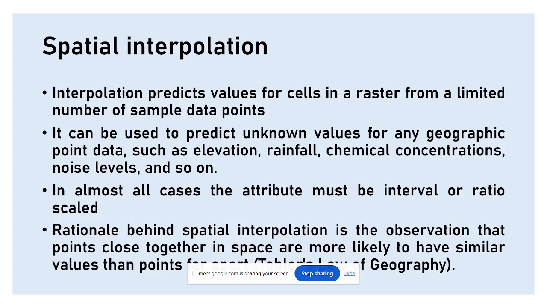Interpolation will predict the values for cells in a raster from a limited number of sample data points. So it can be used to predict unknown values, the unsampled sites, for any geographic point data like elevation, rainfall, chemical concentration, noise level. The benefit of interpolation is that you don't have to go to each and every place to get all the information.